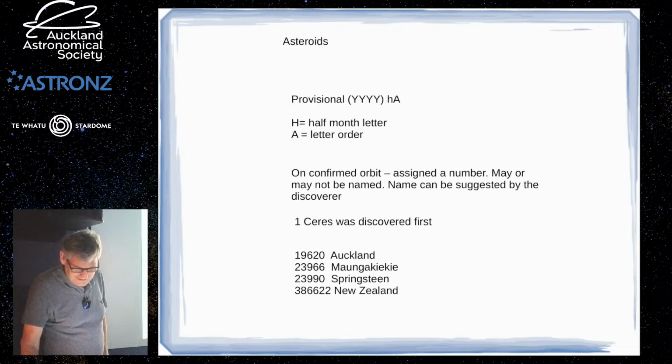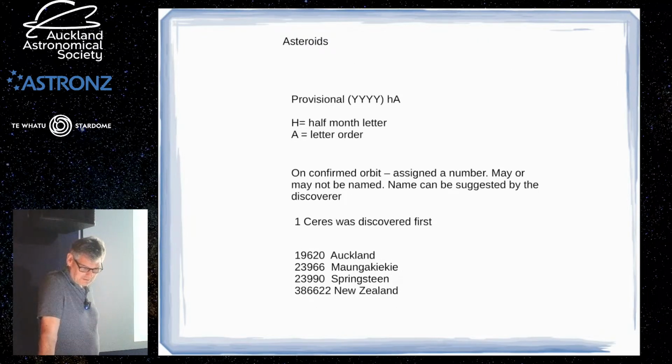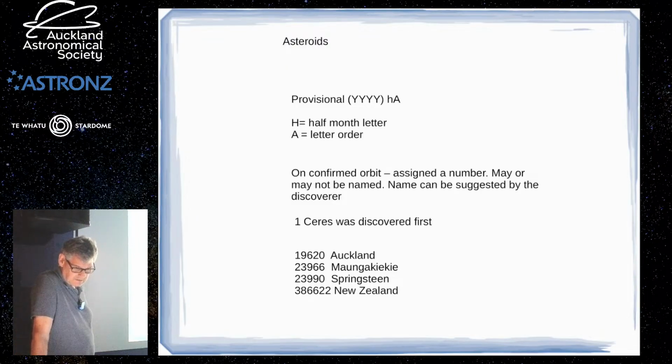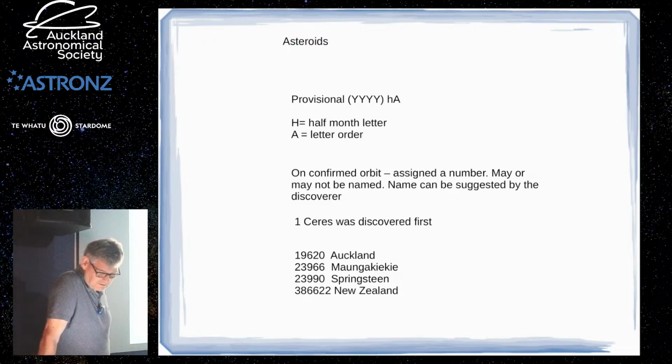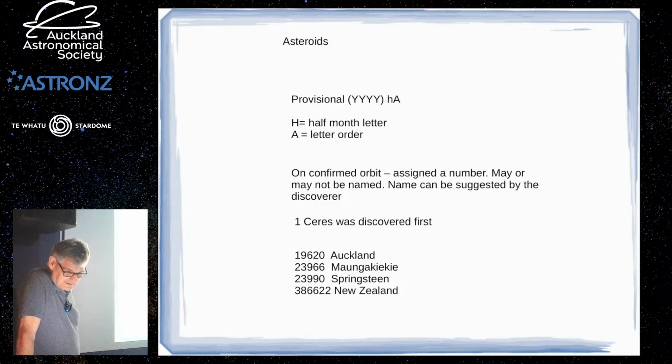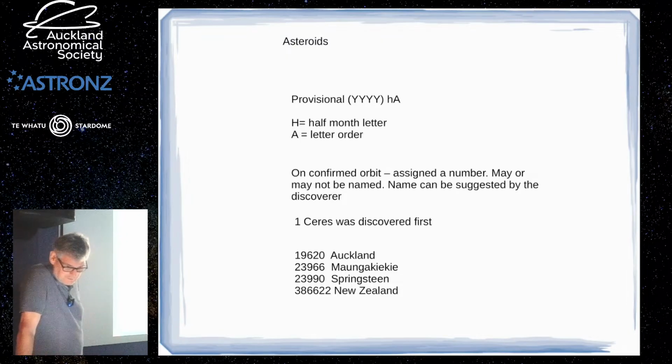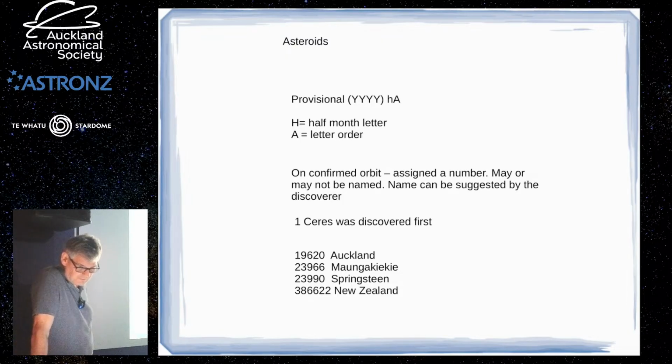Okay, and then asteroids, kind of a similar scheme. They're given a provisional year and get another half month and a letter order. And then once they're confirmed, they get given a number. So, for example, there's a few given here. The first one known was given the name Ceres, and it's number 1 because it was the first asteroid discovered. And you can see some listed here that the first 3 were discovered at this observatory here.